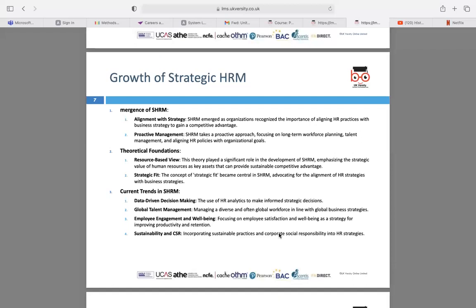Then talking about employee engagement and well-being. Nowadays, businesses are focusing on employee satisfaction and their well-being before getting the best out of them, or before getting them to work and burn out. They come up with different strategies for employee well-being, which also eventually helps production and helps in retention.